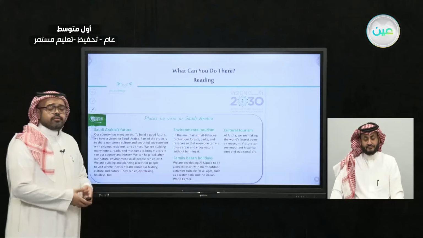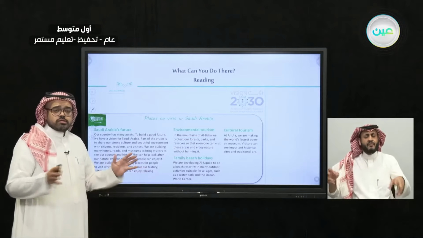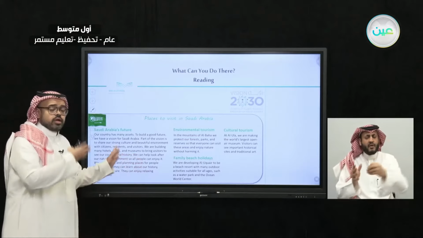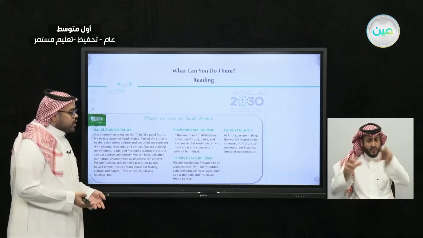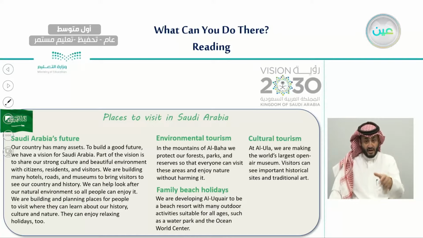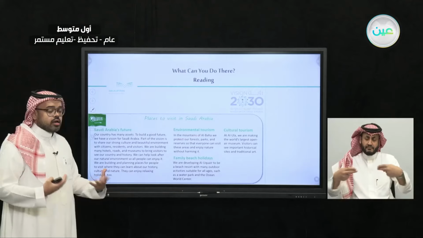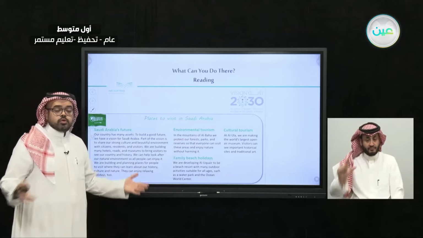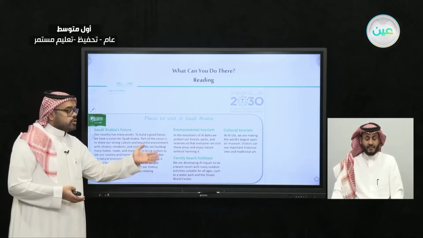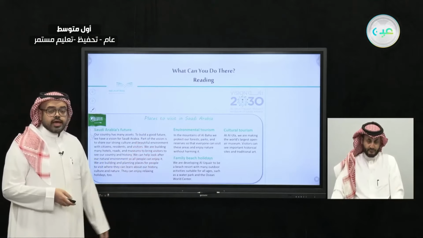So here we have many ideas about places to go, and this text also classifies those places. People who would like to enjoy the environment can go to forests and parks, and people who would like to hang out with family more, we have places like Al-Ugair Beach. And people who like culture and art can go to Al-Ula, where they can enjoy the open-air museums and also the traditional art that is there at Al-Ula.